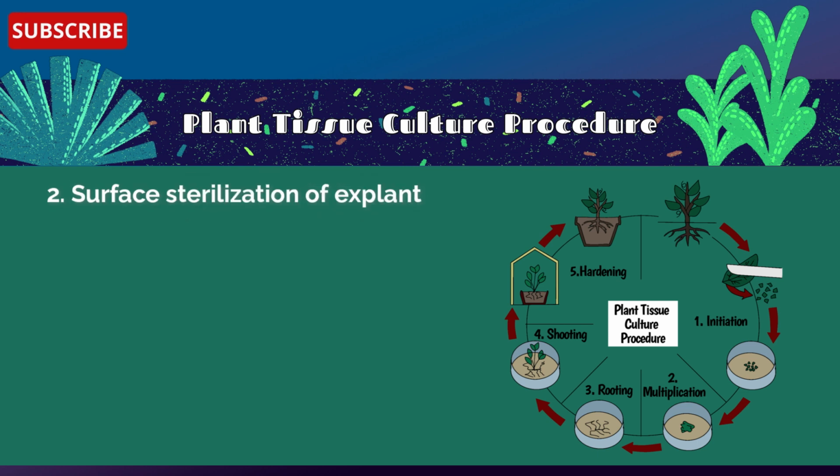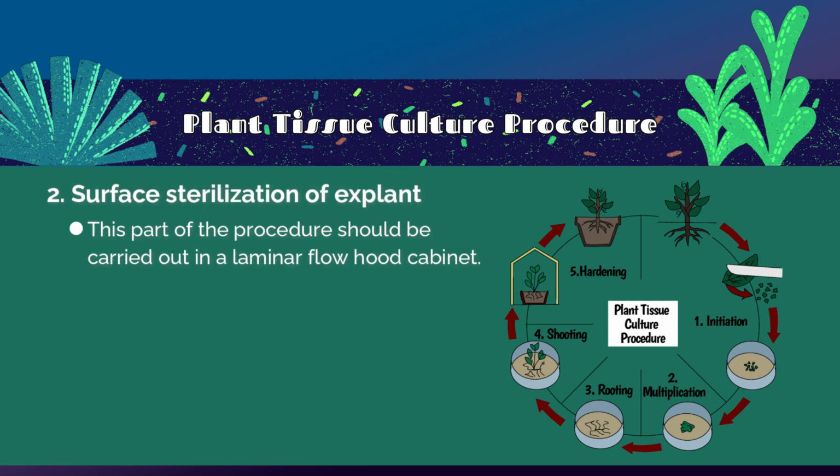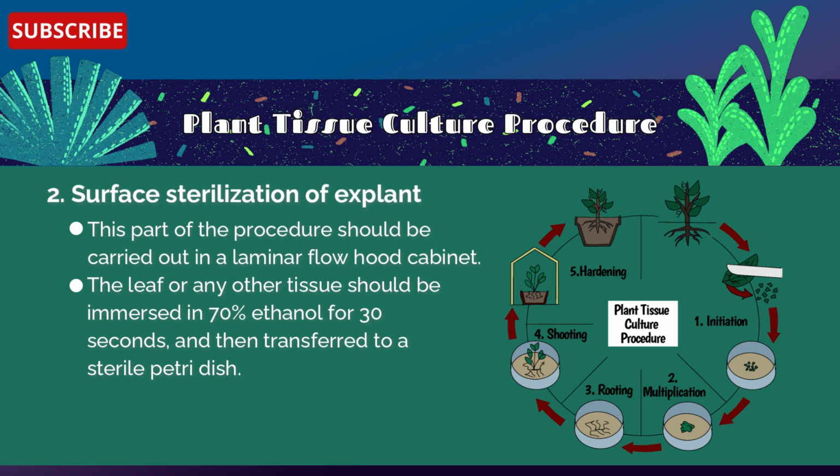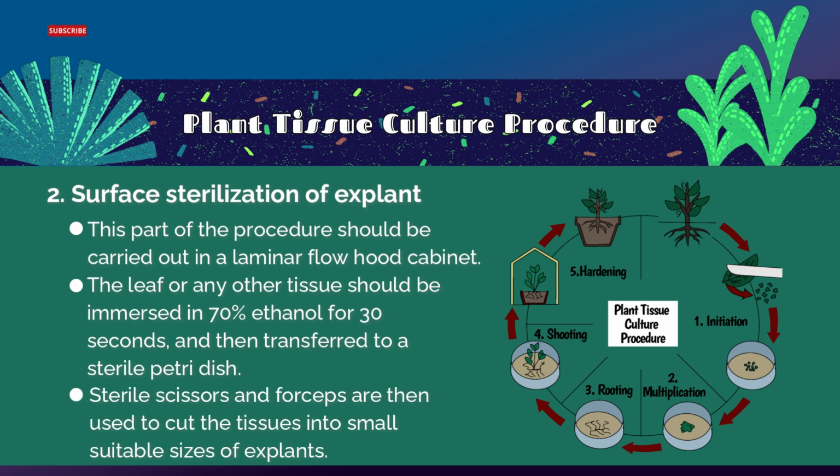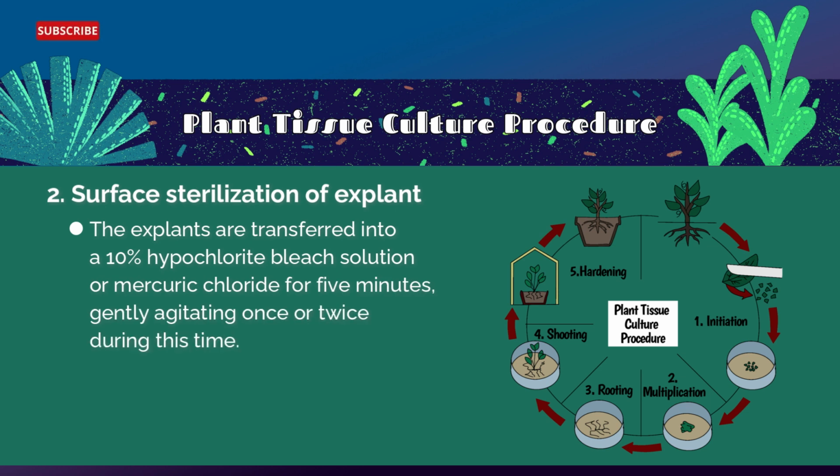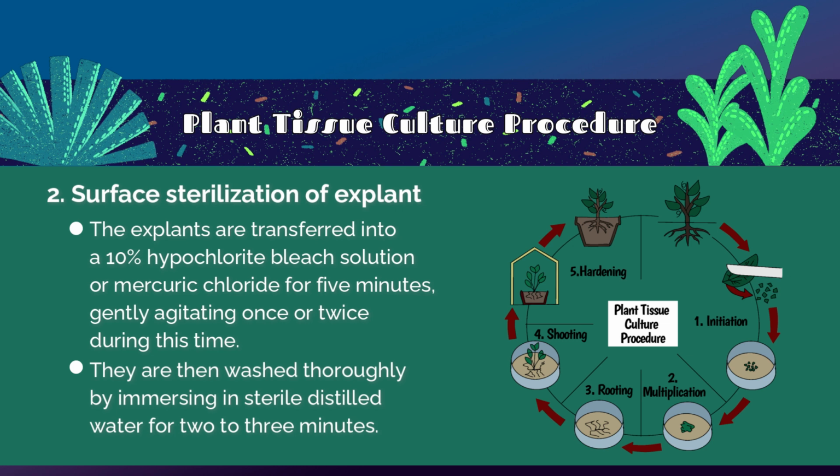In the next step, surface sterilization of explant. This part of the procedure should be carried out in a laminar flow hood cabinet. The leaf or any other tissue should be immersed in 70% ethanol for 30 seconds and then transferred to a sterilized petri dish. Sterilized forceps are then used to cut the tissues into small suitable sizes of explants. The explants are transferred into a 10% hypochlorite bleach solution or mercuric chloride for 5 minutes, gently agitating once or twice during this time. They are then washed thoroughly by immersing in sterile distilled water for 2 to 3 minutes.